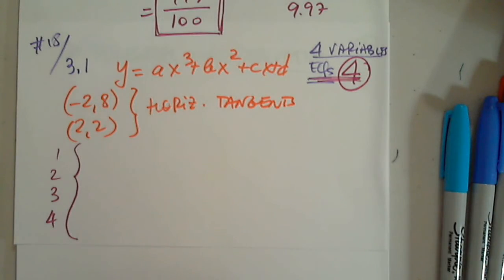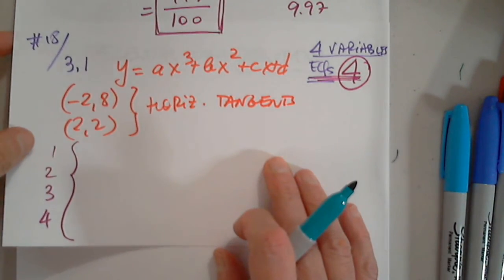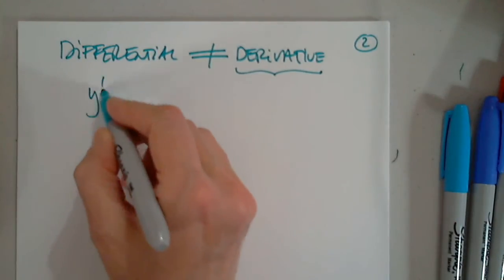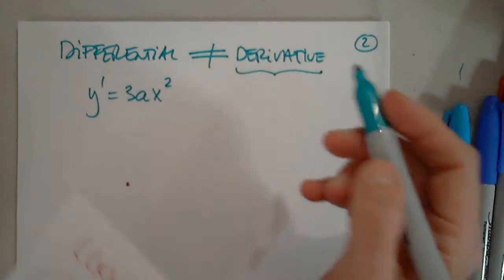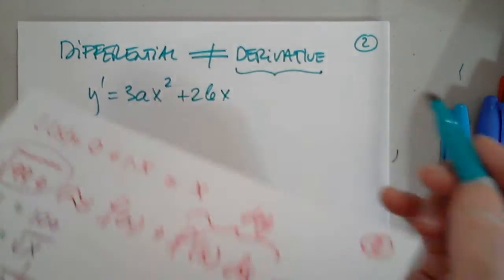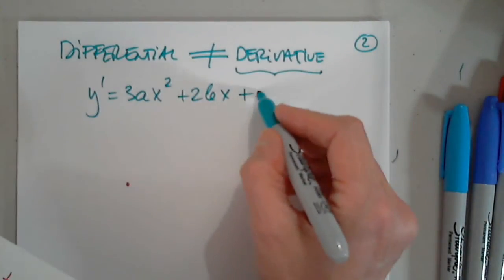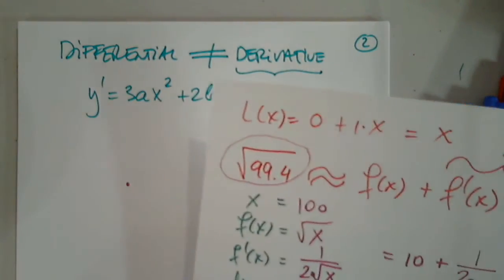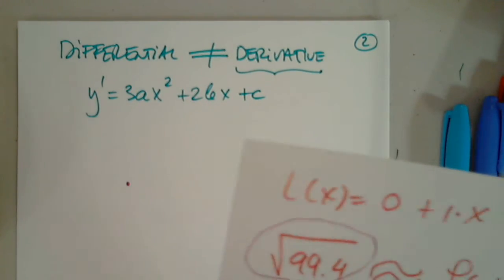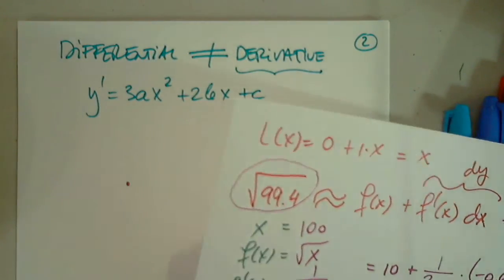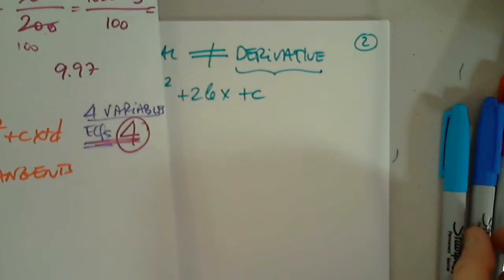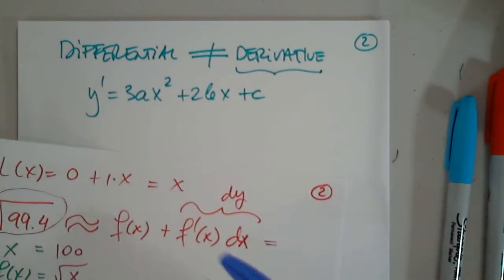So the derivative here is going to be 3AX squared, and then plus 2BX, plus C. Excellent. What do I do with this? Now you have 2 sets of points, correct? Excellent. How do I continue? What does this mean?